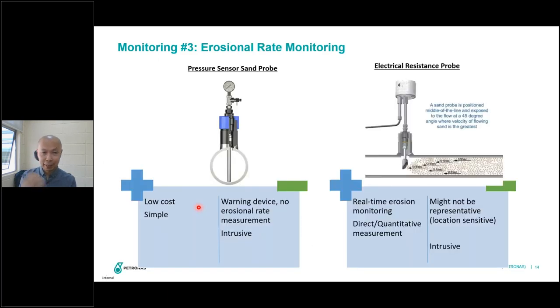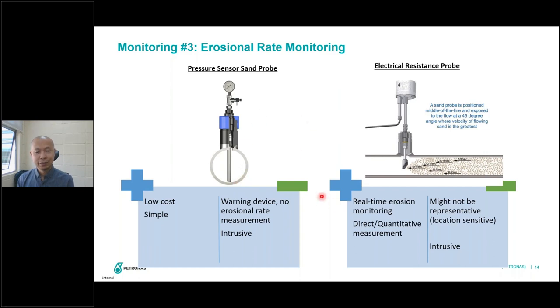The last method of monitoring is when we monitor the erosion rate itself, not the sand concentration, but the erosion rate. The simplest one is the pressure sensor sand probe. Basically, you have a tube that is intrusive. It's simple and cheap, but you need a location where you can insert the tube. This tube has a cavity, connected to a pressure gauge. The moment this tube is eroded, you expose the cavity to the pressure, and that will trigger an alarm. So it's basically just a warning device that will give you an alarm whenever this probe is eroded. It's not going to give you real-time data or real-time erosion rate measurement.